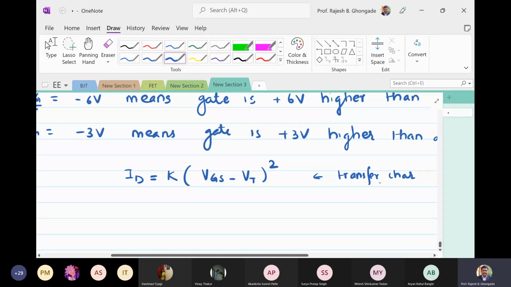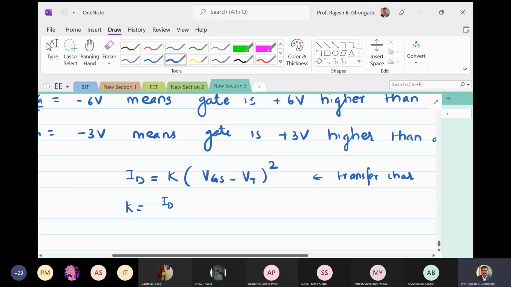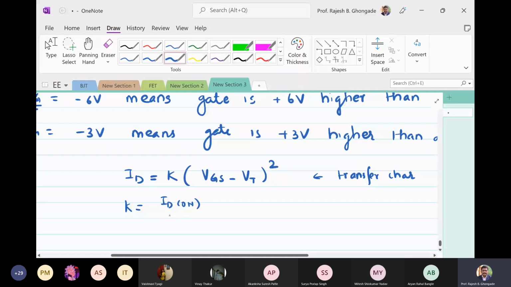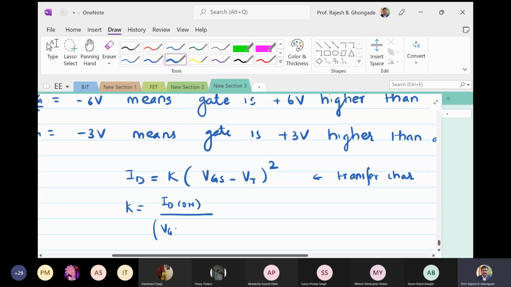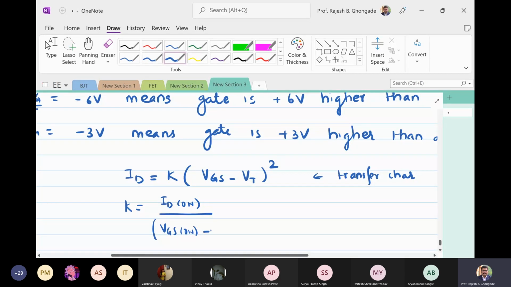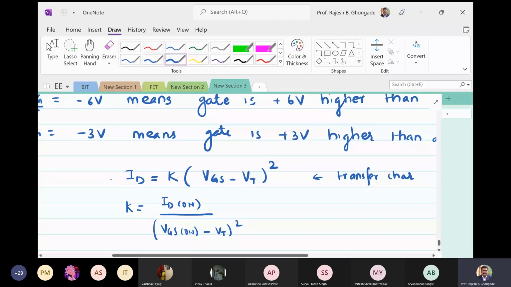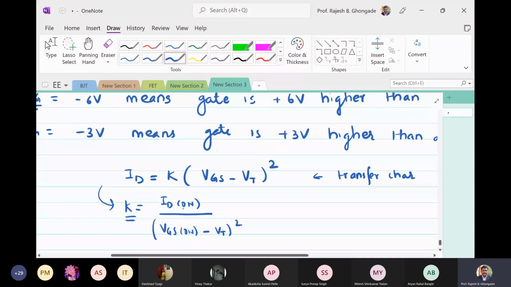Now you can find out K, which is a constant, from the data sheet. ID on, that is the drain on current, is given in the data sheet. VGS, you're going to get an assignment based on the data sheet, so don't worry about that. (VGS minus VT) whole square, just a modification of this equation. So you can get K from the data sheet. ID on is given, VGS on is given, VT is given. So you can get this K from this equation. Okay.